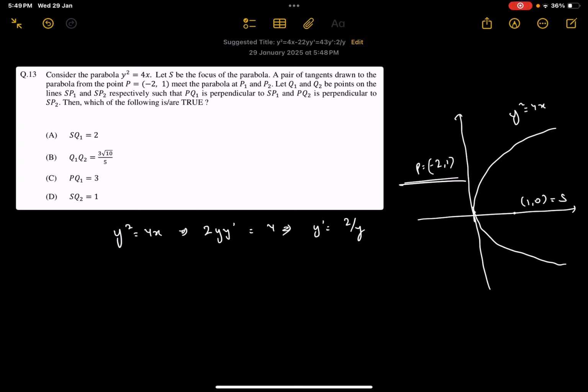We are given that the tangent passes through (-2, 1), so we get (y minus 1) upon (x plus 2) equals 2 by y. So this is the slope of the line passing through P and any point (x, y), and this is the slope which we got from differentiating the equation of the parabola. We also have y squared equals 4x, so we get x equals y squared by 4, which we write here.